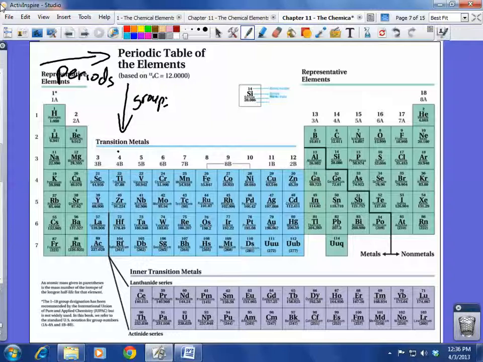Things just get a little bit more complex there, so we'll start with the representative ones. All right?